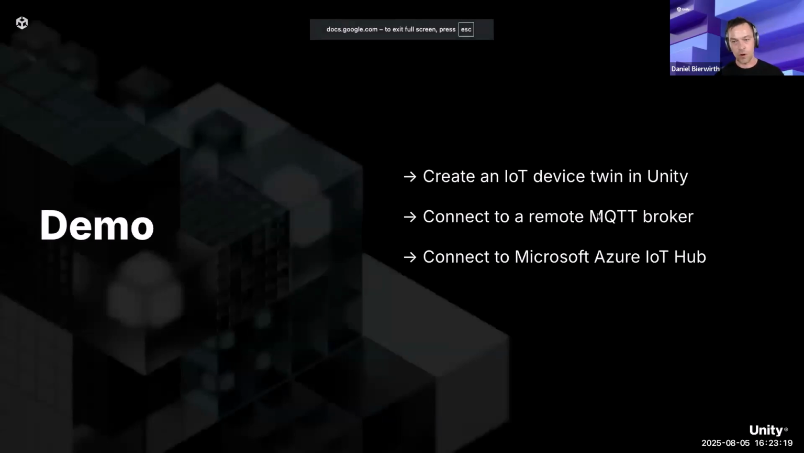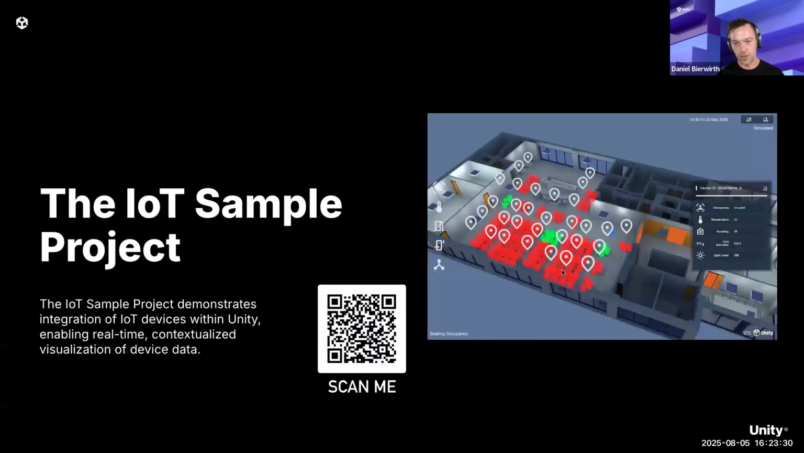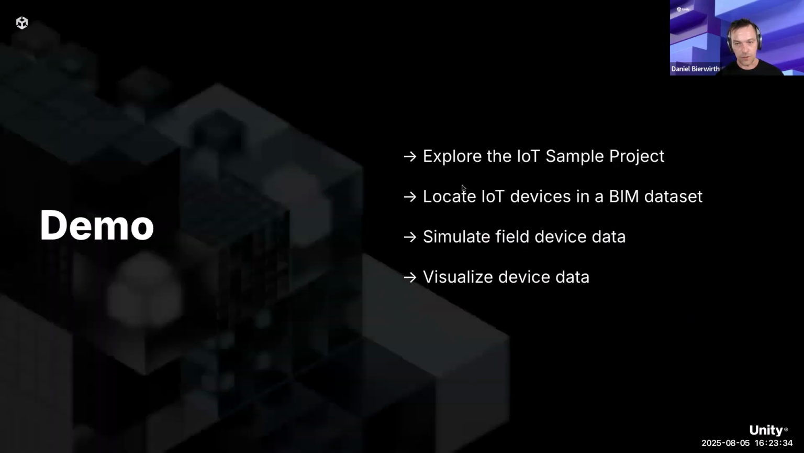So we went through these 3 steps, basically setting up an IoT device, connecting to an MQTT system, and then we showed how easy it is to also talk to an Azure IoT Hub. And again, if you want to scan it, otherwise we go now into the next section.